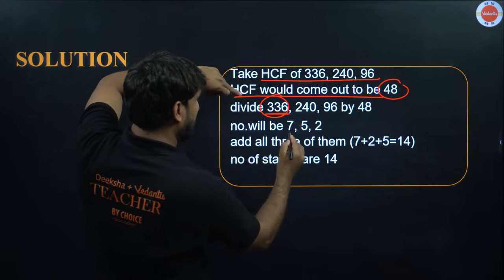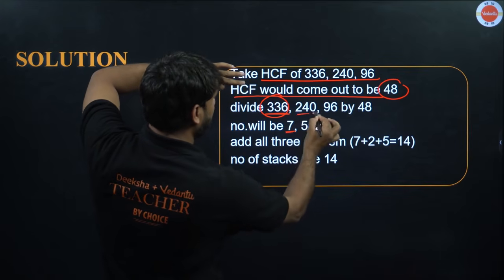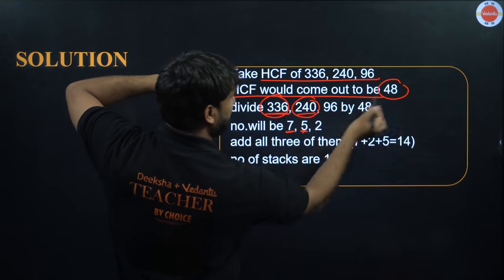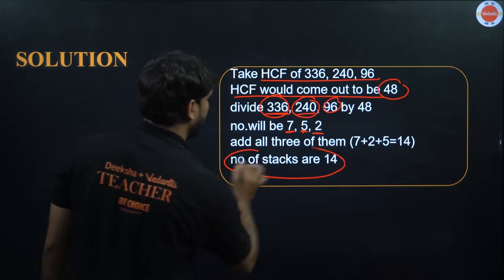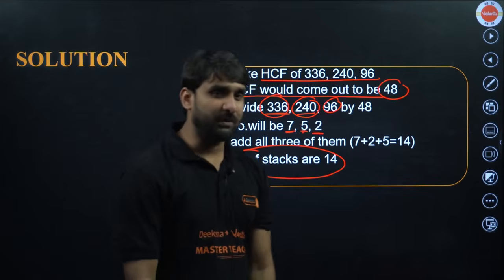So how many books can you arrange? How many stacks will there be? 7. And again, for 240 books, how many stacks will there be? 5. If you divide 96 by 48, you get the number of stacks. So the total number of stacks required is 14. 7 plus 5 plus 2. 7 plus 5 is 12. 12 plus 2 is 14.